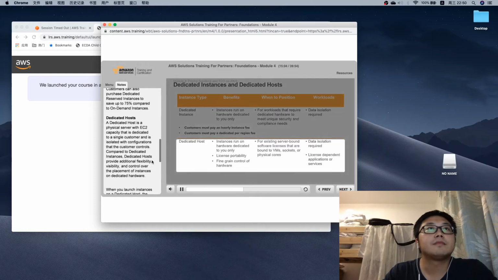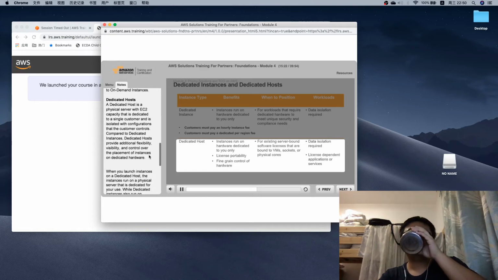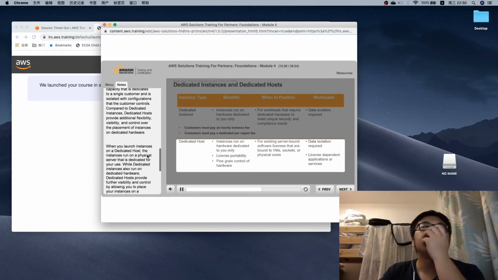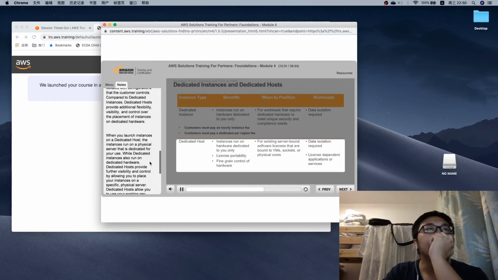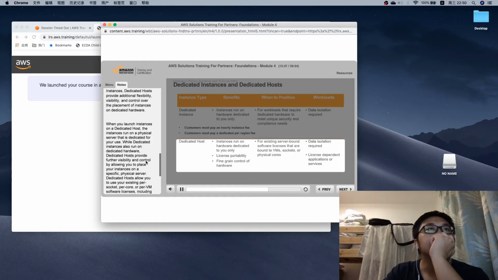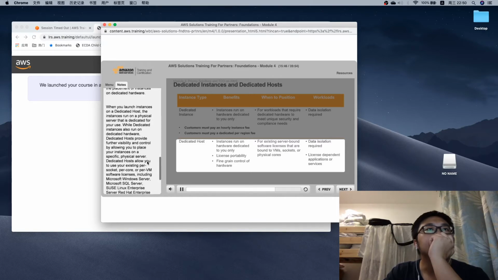Dedicated hosts. A dedicated host is a physical server with EC2 capacity that is dedicated to a single customer and is isolated with configurations that the customer controls. Compared to dedicated instances, dedicated hosts provide additional flexibility, visibility, and control over the placement of instances on dedicated hardware. When you launch instances on a dedicated host, the instances run on a physical server that is dedicated for your use. While dedicated instances also run on dedicated hardware, dedicated hosts provide further visibility and control by allowing you to place your instances on a specific physical server.